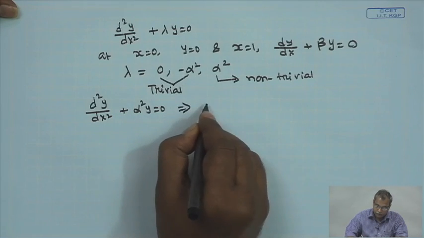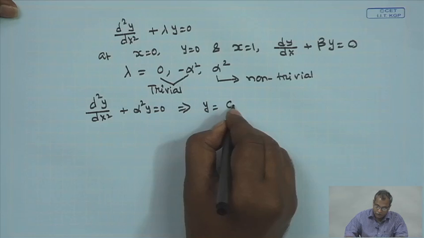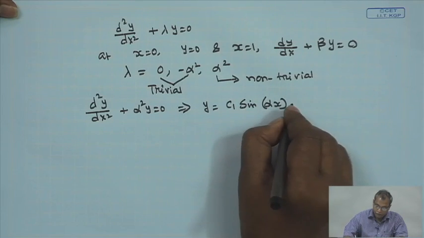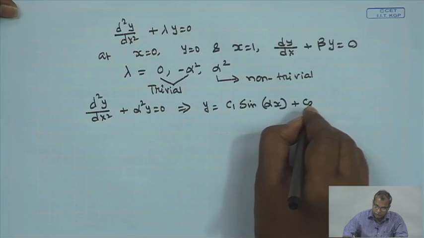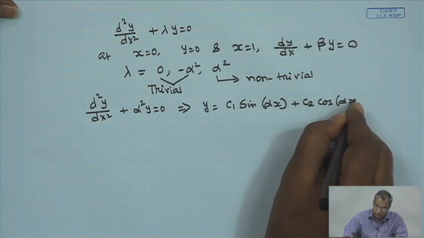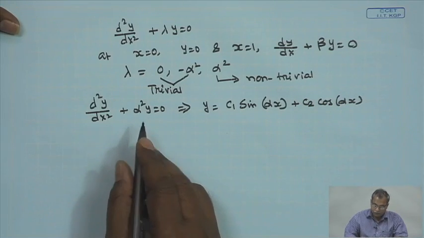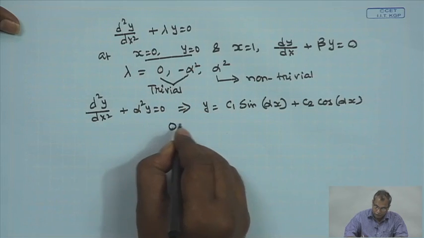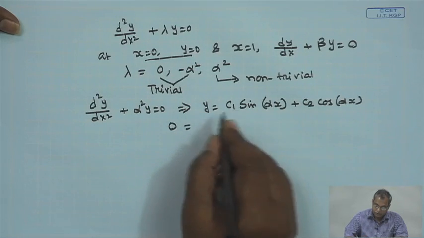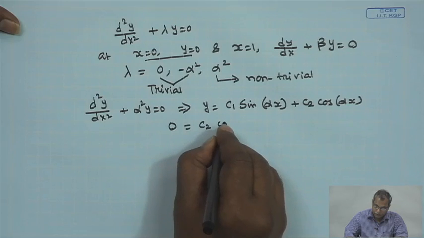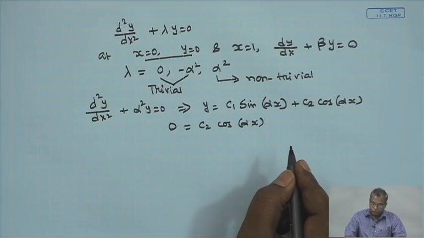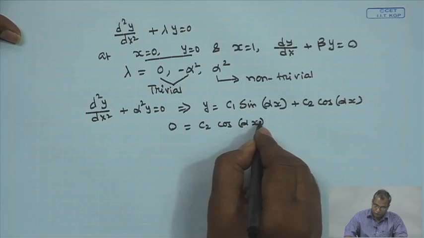So, we know the solution y is equal to C1 sin alpha x plus C2 cosine alpha x, with y equal to 0 at x equal to 0. Let us apply the first boundary condition, y equal to 0 at x equal to 0. Since sin 0 is 0, this will be C2 cosine alpha.